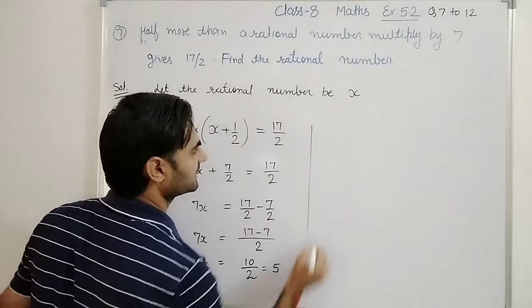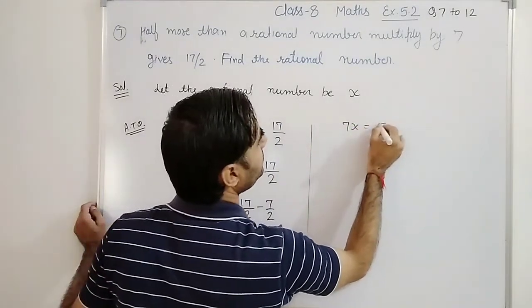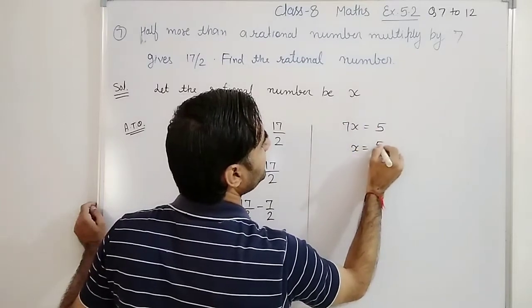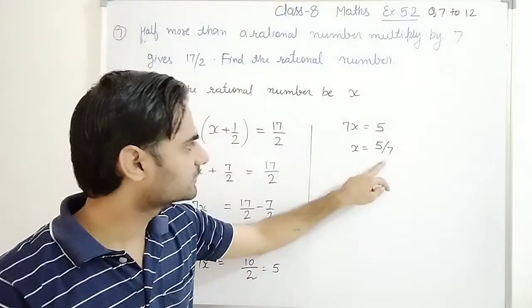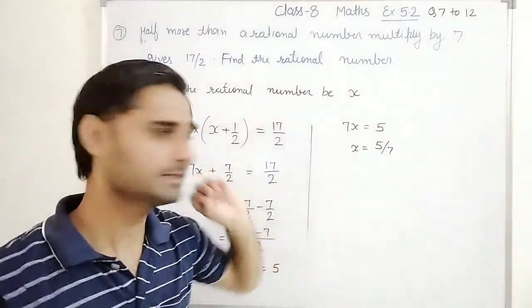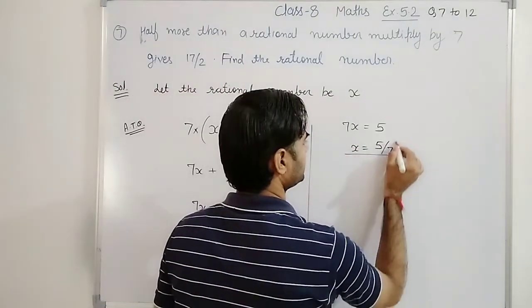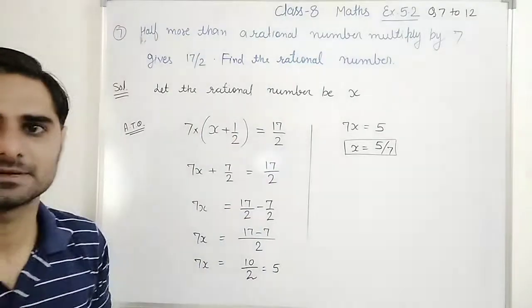So 7x is equal to 5, so x will be equal to 5 upon 7. Right? This is the rational number that we want. So here the rational number has come: x equals 5 upon 7. Hope you understood. Let me write the next question.